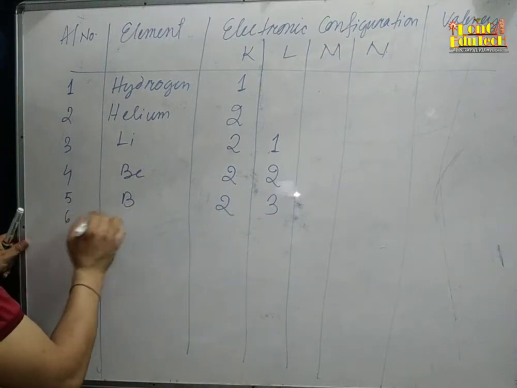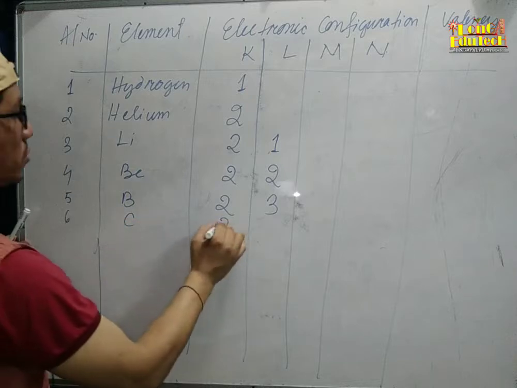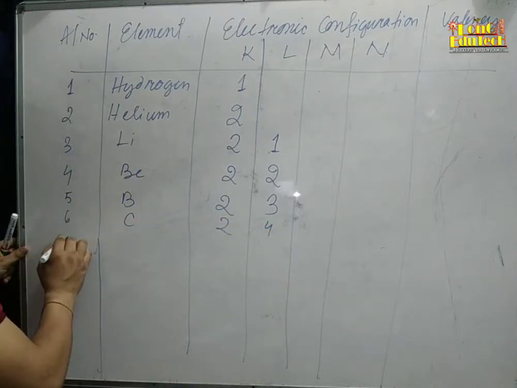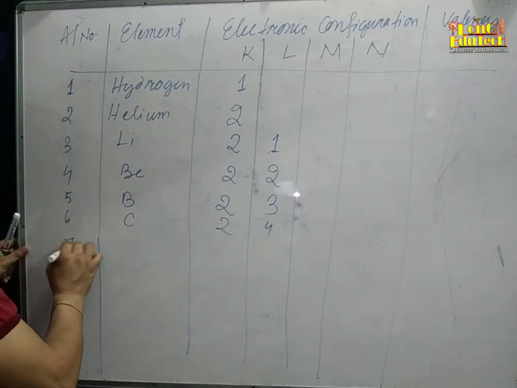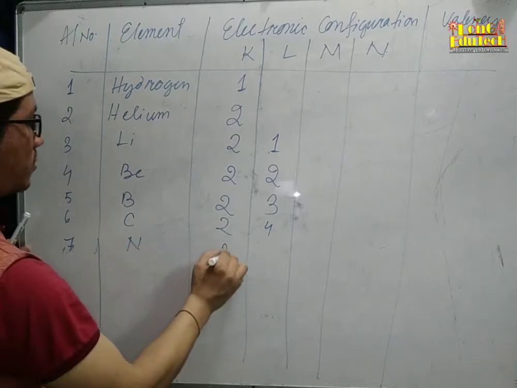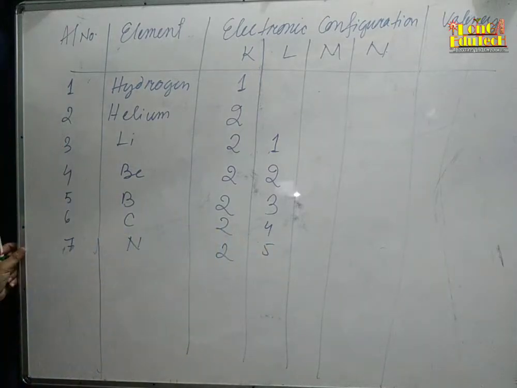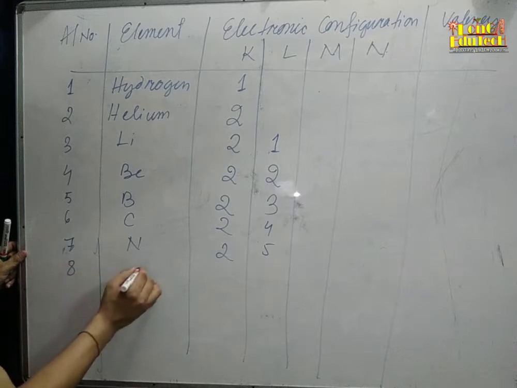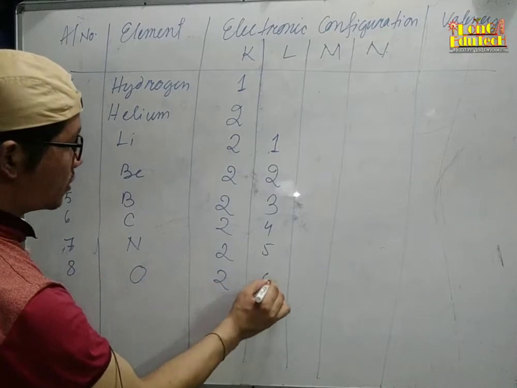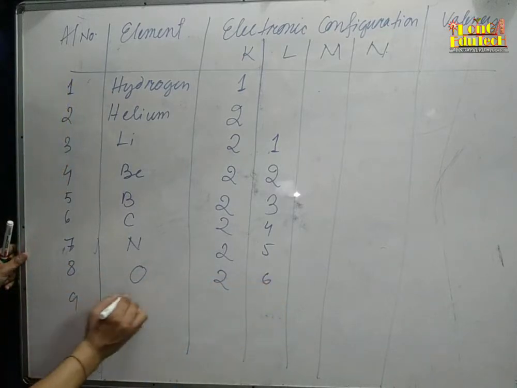Number 6 is carbon. That is also 2, 4. Number 7 is nitrogen, and here it comes to 2, 5. Number 8 is oxygen. It comes to 2, 6. Number 9 is fluorine.